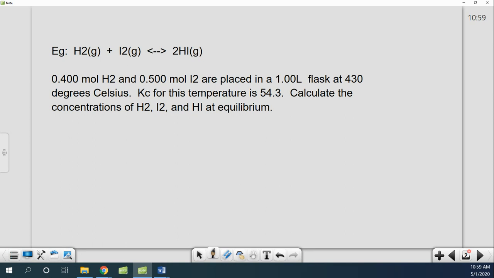So here's an example, somewhere we might want to consider something like that. I've got 0.4 moles of hydrogen gas and 0.5 moles of iodine gas placed in a 1 liter flask. All right, well, that's nice. That makes our ICE chart real easy. And we're going to put this at 430 degrees Celsius, and we've got a K value. Again, K values are temperature dependent. We don't actually need to use that number. It's just there to tell us that there is a set temperature, and that's where we got our K value from. Calculate the concentrations of H2, I2, and HI at equilibrium.